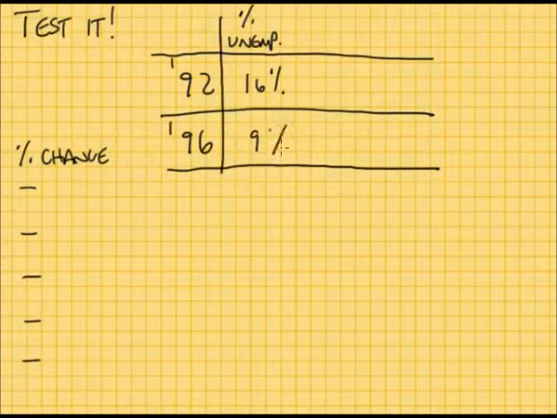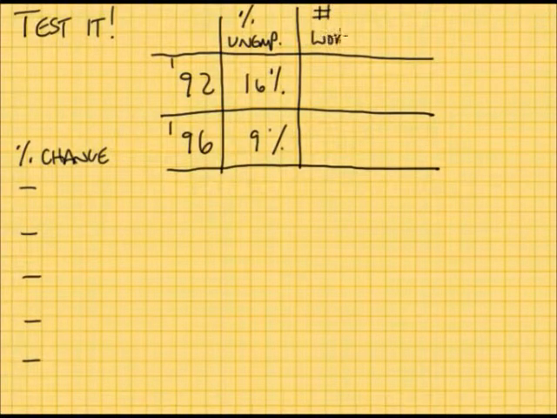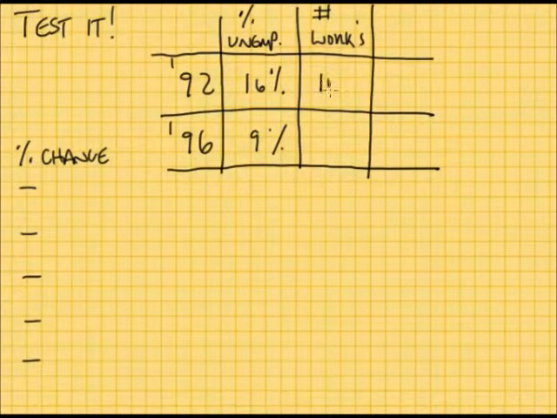So far, so good. The next sentence talks about the number of construction workers. So let's add that to this column. The number of workers was 20% greater in 96 than in 92. And this is where I'm going to start using test it. Let's set the number of workers equal to 100 in 92. That works great for percentages. And then a 20% increase would make the number of workers 120.